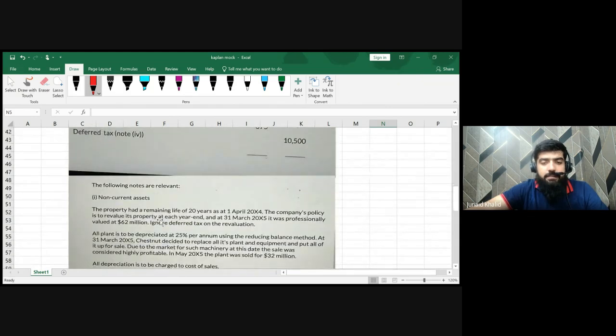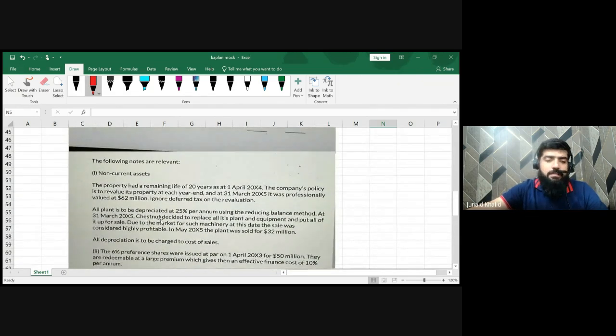But let's see now what will be the procedure. As I always remember, the procedure would be that first of all we'll try to solve all the adjustments. Once we are done with the adjustments, we just need to copy and paste all the relevant information to the drafted income statement or the balance sheet. So that is something that we need to do.